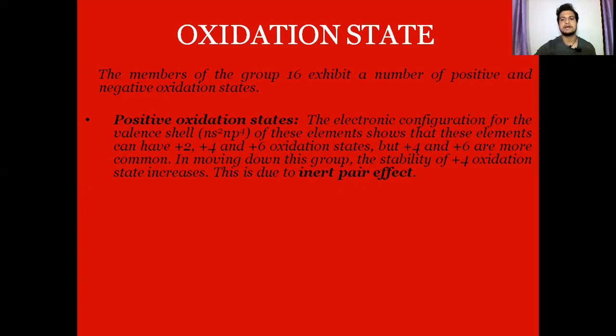So remember that whenever we talk about group 16 elements, +4 and +6 are the two very common oxidation states, which we will see in most of its compounds. But +4 tends to become more stable as you move down the group.